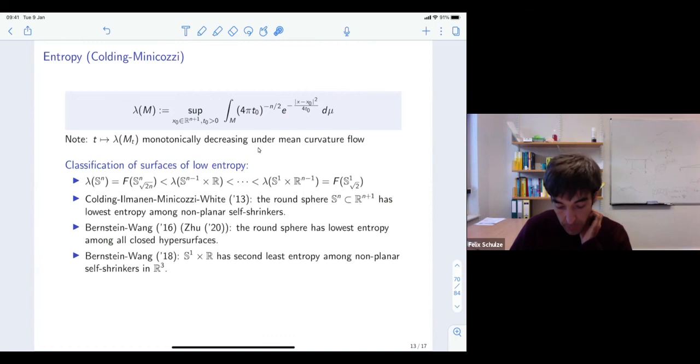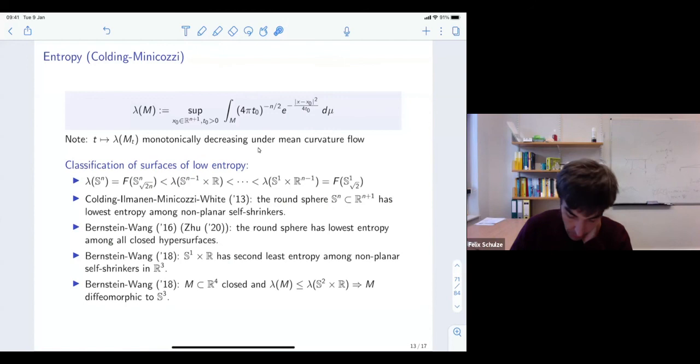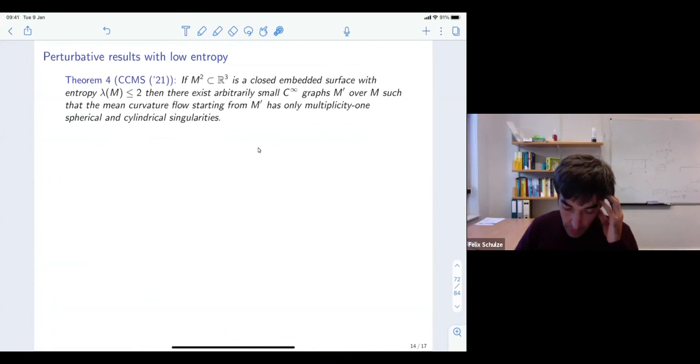And what Jacob and Lu also proved is that if you are in R^4, and if you have entropy less than or equal to that of S^2 cross R, I guess you need strictly less, then you can actually prove you're diffeomorphic to S^3. But diffeomorphic to S^3 still leaves open the question if you're isotopic to S^3, because that's some sort of a version of the Schönflies conjecture. Now, I'll come back to that later.